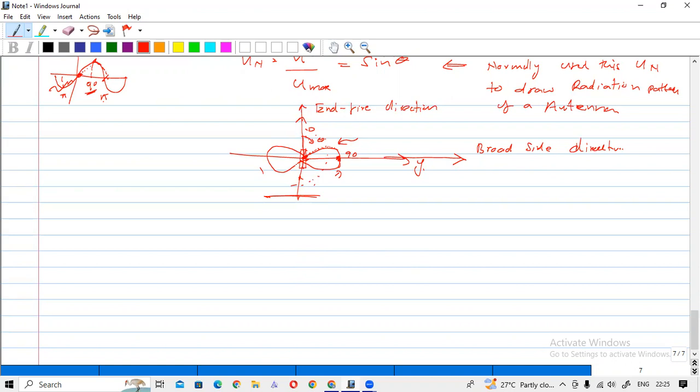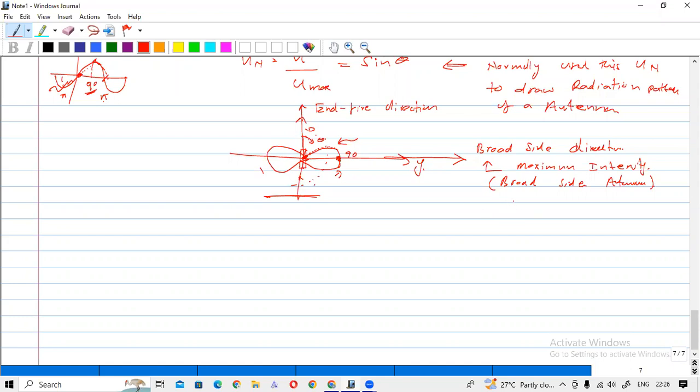And you can see that this infinitesimal antenna is radiating in the broadside direction. The maximum intensity is in the broadside direction. So this is called a broadside antenna, because the maximum intensity is in the broadside direction.